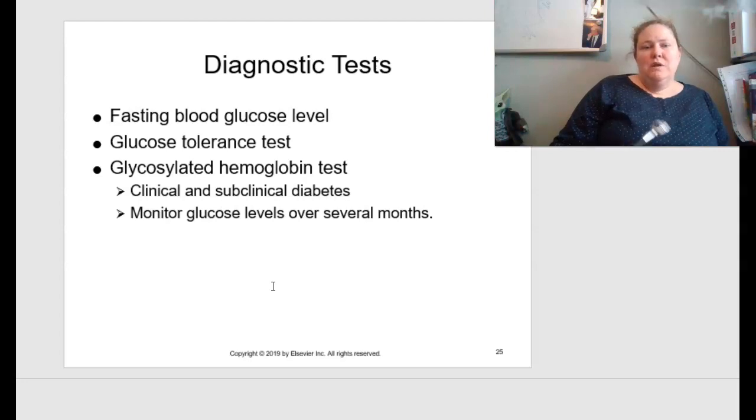So you want to be taking your fasting glucose levels, and then you can do glucose tolerance tests. We talked about those in pregnancy. And then you can also have glycosylated hemoglobin tests. This is where you would have either clinical or subclinical diabetes, and you're just going to be monitoring the glucose levels over several months to see if you have to go on and treat it.